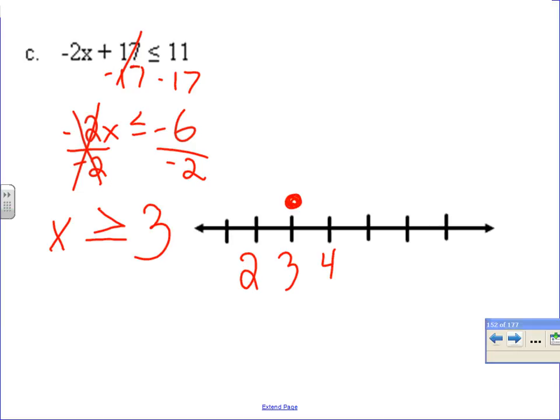Good. Charles, is the arrow going to the right or to the left? Good. And if we take any number that's greater than or equal to 3 and we plug it back into that inequality, it's going to be true. We get a true statement. Questions on that one? Okay, let's look at letter D.